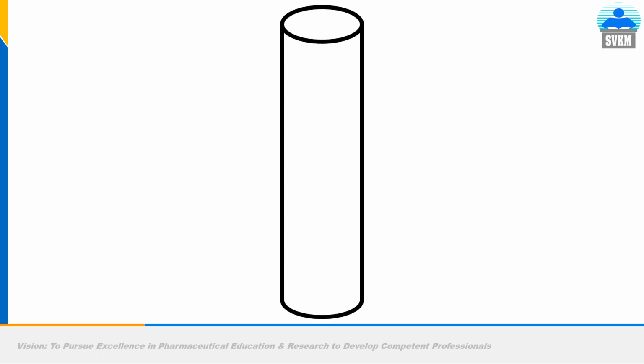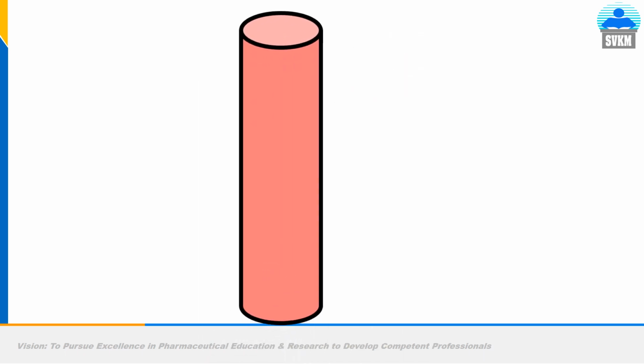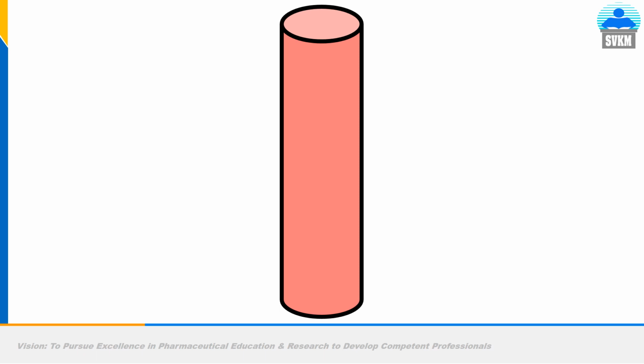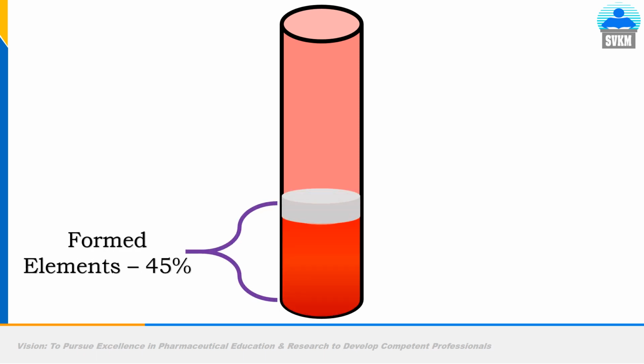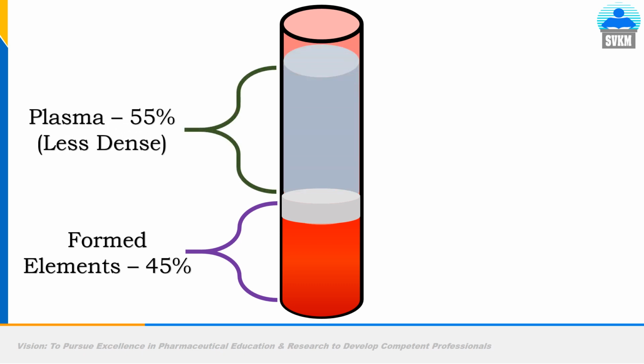If you collect blood in a test tube, fill it, and centrifuge it, then according to the density of the cells, certain components are separated depending upon their density. Those components which are more dense settle at the bottom of the test tube, whereas those which are less dense sediment on the upper side of the test tube.